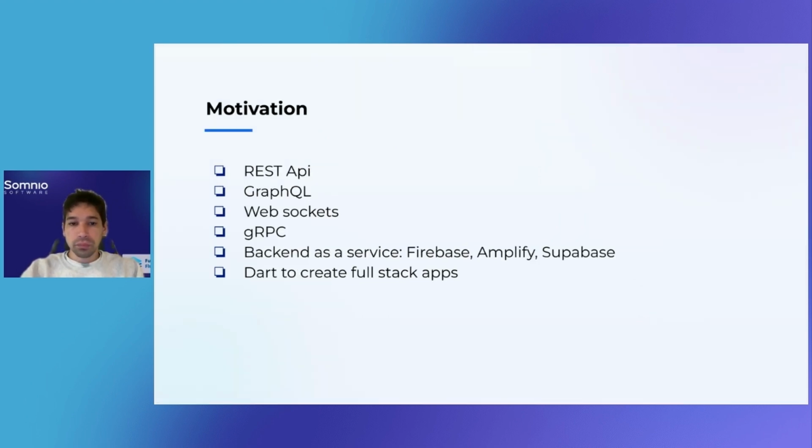Okay, so the motivation. I think that when dealing with full stack applications, there are a lot of strategies out there. Maybe the most common one is to connect a REST API with your front end. But you can also use different protocols or strategies such as GraphQL, WebSockets, or gRPC, which we are talking about today. Also, there are different strategies to include a backend as a service, such as Firebase, Amplify, or Supabase.